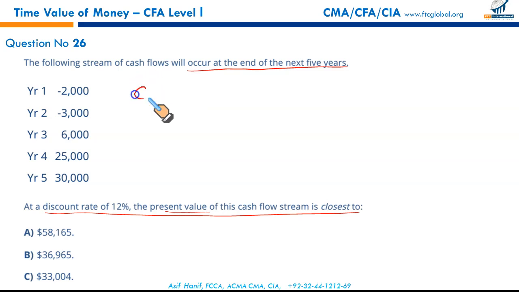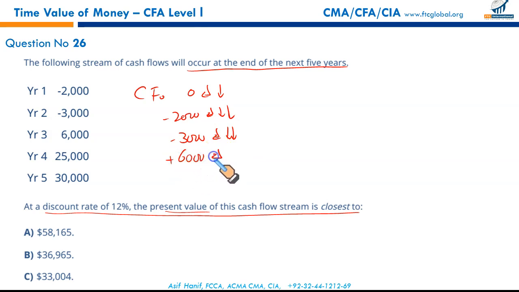All right. So CF naught, that is your 0, single arrow, negative $2,000, enter, down arrow key twice, negative 3,000. You can use your calculator directly. This is for just illustration purpose. I'm writing it down. Enter, down arrow key, it's plus 1, then plus 25,000, enter, down arrow key, then you have 30,000, enter, down arrow key, then you press NPV.